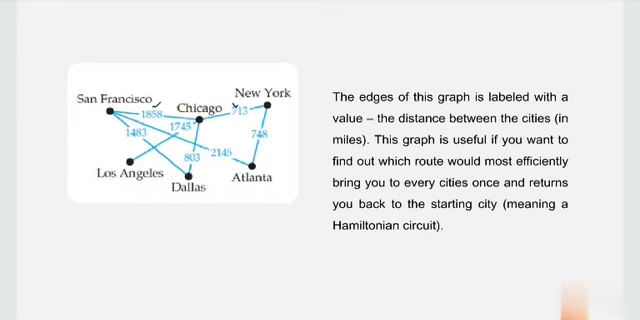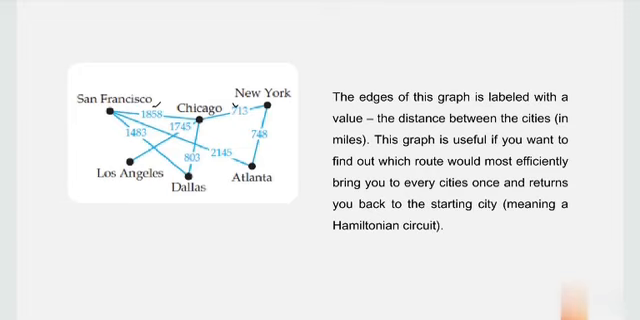Ibig sabihin, aling ruta yung tatahakin ko if I want to take the shortest distance possible. Okay? So alin muna pupuntahan ko, and then which one is the next one and the third one and the last one and so on. So that if I compute the total distance that I traveled, I will get the smallest possible value. If you're a tourist and you want to visit all of them once, and then gusto mo, for example, bumalik kung saan ka nagmulang city because maybe your hotel is located there, and so on.